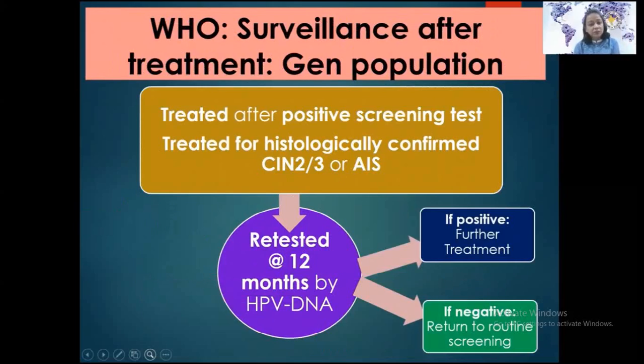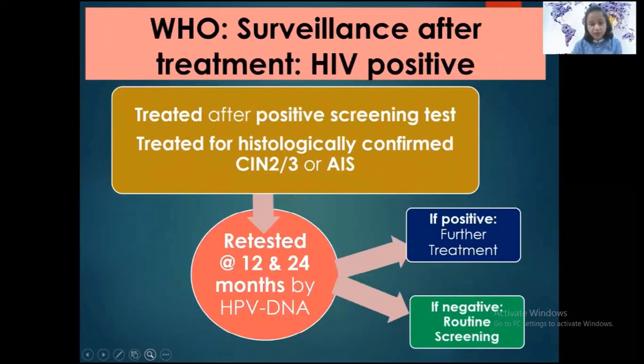Now, what about surveillance after treatment? For general population women that have been treated after a positive screening test or after histologically confirmed high-grade lesions, retesting has to be done at 12 months by HPV DNA. And for HIV positive women, retesting has to be done at 12 and 24 months, again by HPV DNA.